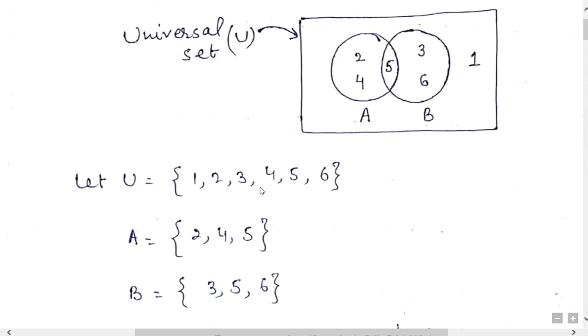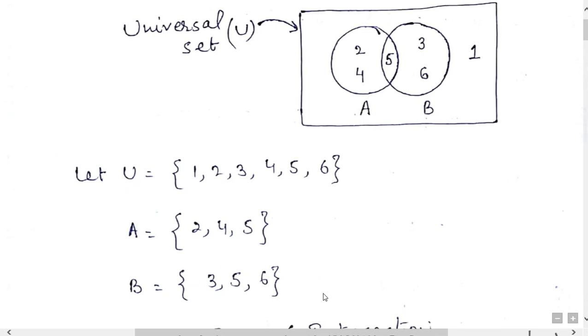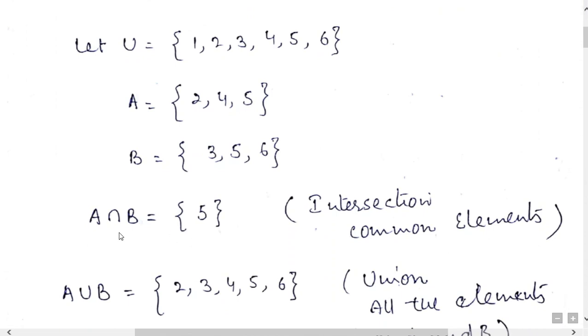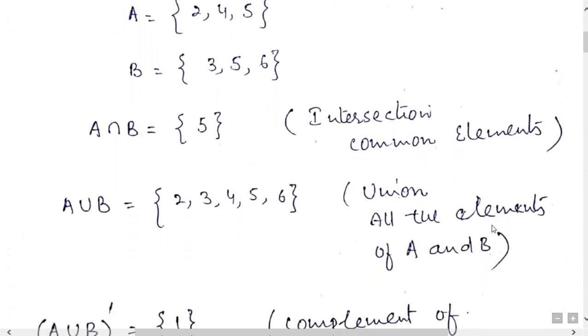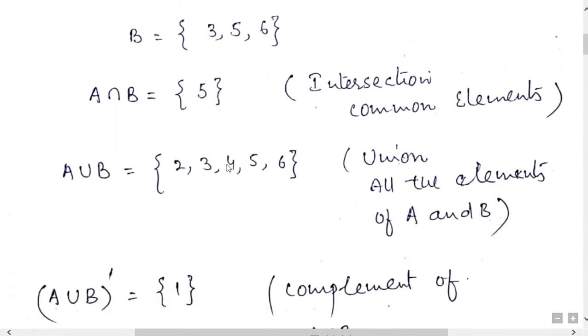Universal set is 1, 2, 3, 4, 5, 6, and elements in A are 2, 4, 5, and elements in B are 3, 5, 6. Then A intersection B is 5. Intersection means common elements. A union B is 2, 3, 4, 5, 6. Union means all the elements of A and B, but you have to keep in mind the basic concept of set theory, that is repetition is not allowed.